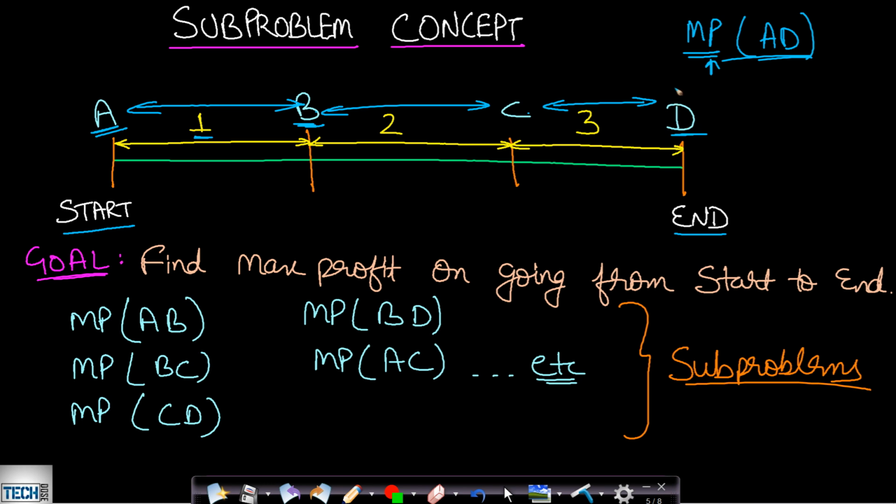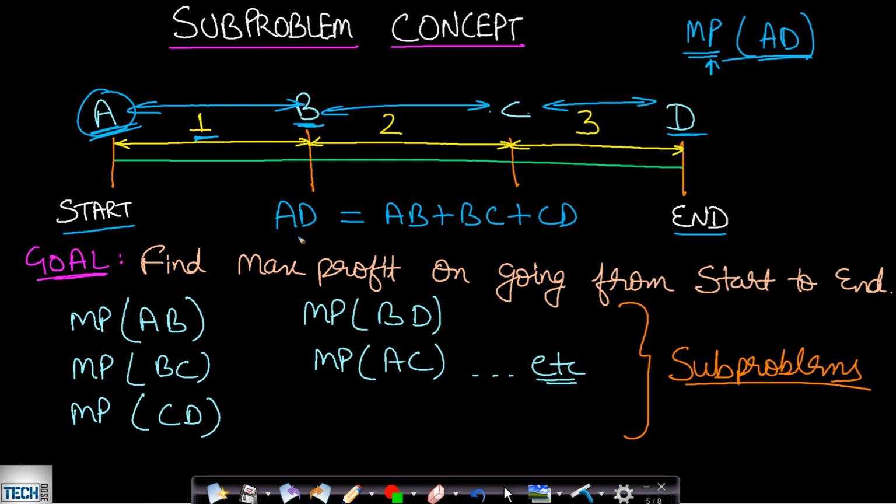Okay, so this is one case. This is a very simple case, and here A to D is our entire problem. Since we have divided the problem into segments, that is into sub problems, we can combine the solutions of the sub problems and find the solution for the bigger problem. So the maximum profit of A to D will be equal to the maximum profit of A to B plus B to C plus C to D.